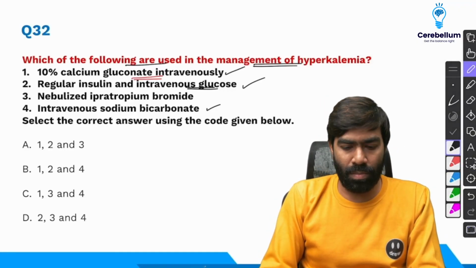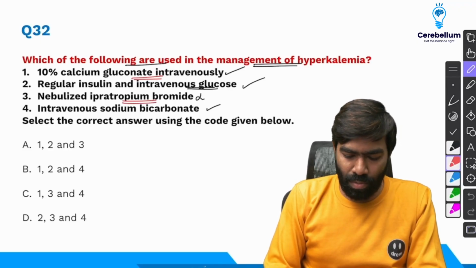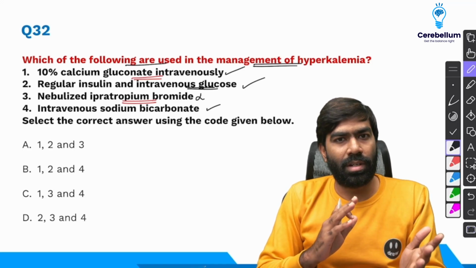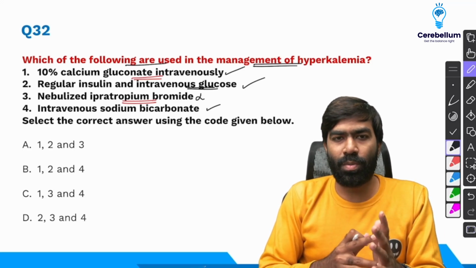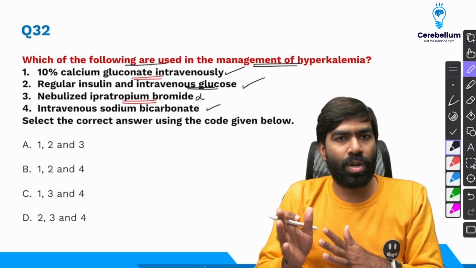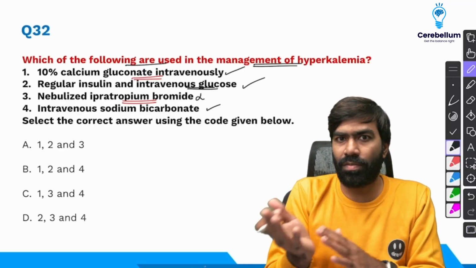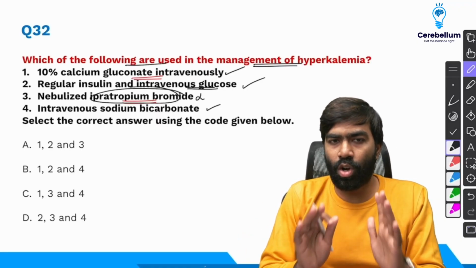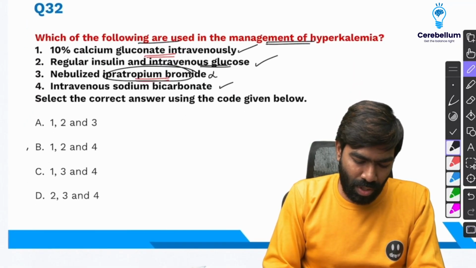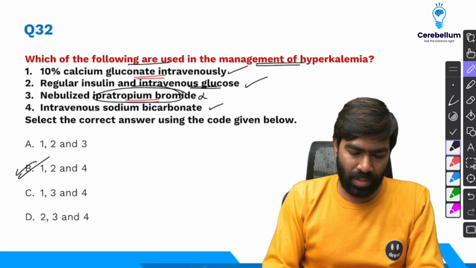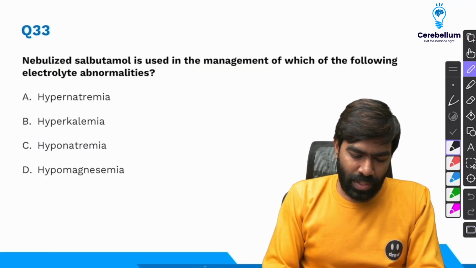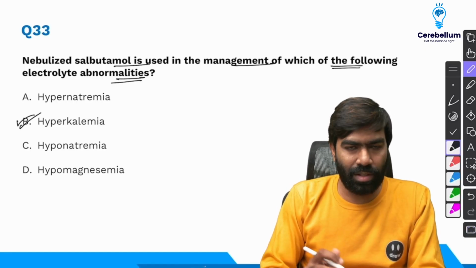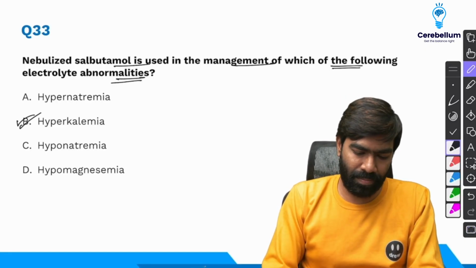And nebulized ipratropium bromide is wrong because ipratropium bromide is a SAMA, that is short-acting muscarinic antagonist. The SABAs, that is drugs like salbutamol or levosalbutamol, they are the ones that are going to activate sodium potassium ATPase so that potassium can be moved from ECF to ICF, which can be protective in patients with hyperkalemia, not ipratropium bromide. So that's a wrong statement. So right answer for this question will be 1, 2 and 4. So I'll go for option B. Third is obviously wrong. And 33rd question, nebulized salbutamol is used in the management of which of the following electrolyte abnormalities? Obviously, just a while ago we discussed, the answer is hyperkalemia.